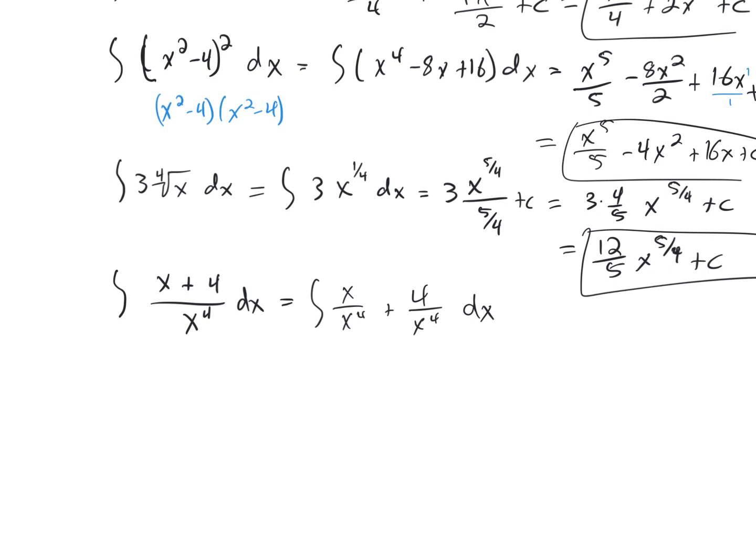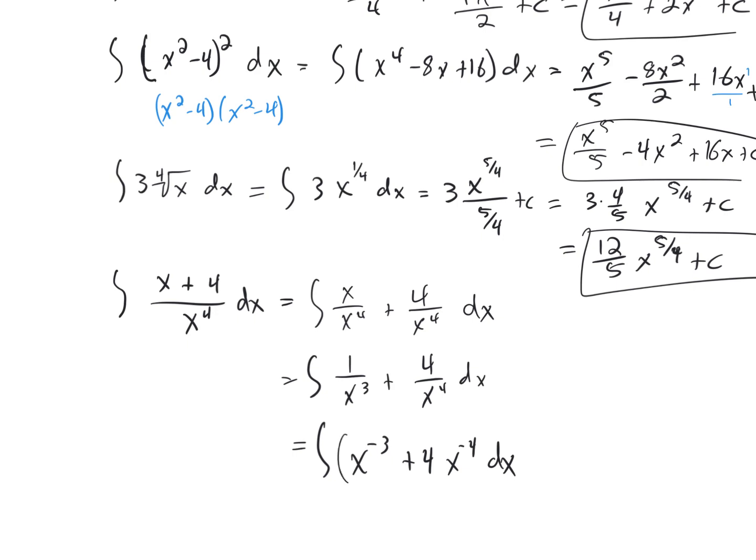Okay, so how do we handle this? We do need to simplify. x over x to the 4 would just be 1 over x cubed. So this is the antiderivative of 1 over x cubed plus 4 over x to the 4 with respect to x. We still need to simplify, or not simplify, but convert. I would like to see all of these x's in the numerator. I would like them to have negative exponents if they were in the denominator before. So you look at this and you're like, okay, well, that's x to the negative 3 plus 4x to the negative 4 with respect to x.